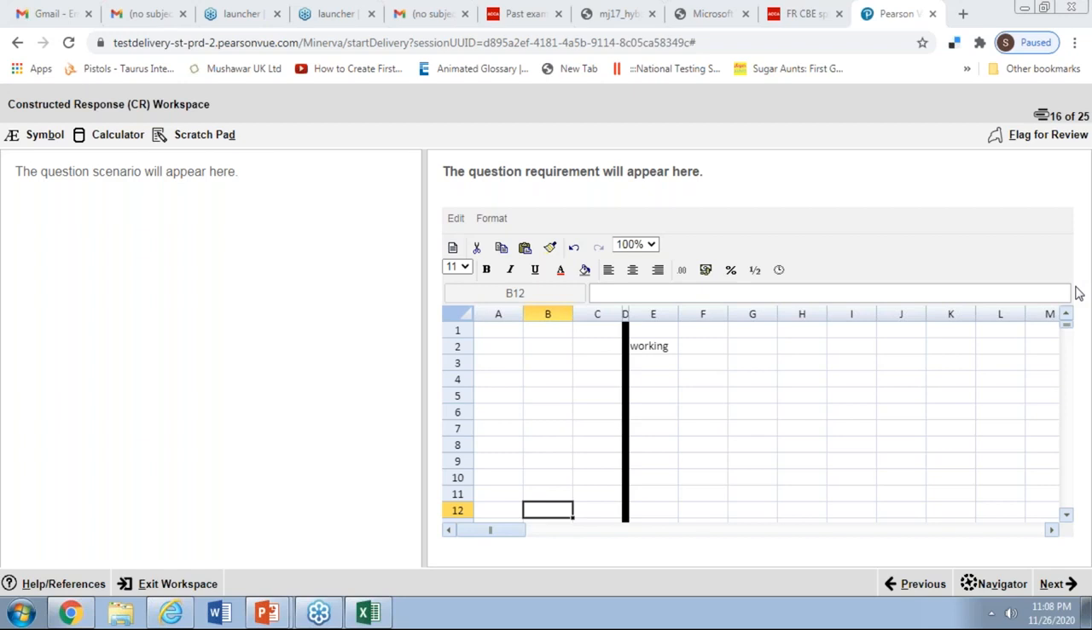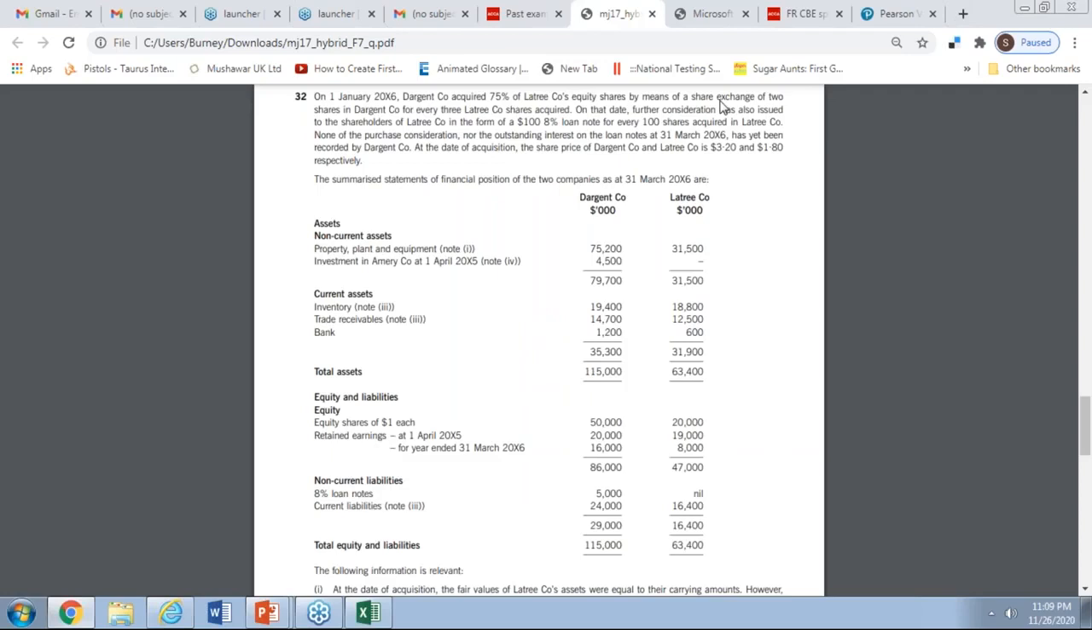So please open it, and also open the March, June, September exam. If you have opened the constructive response workspace already, just write yes, then we can start the question.